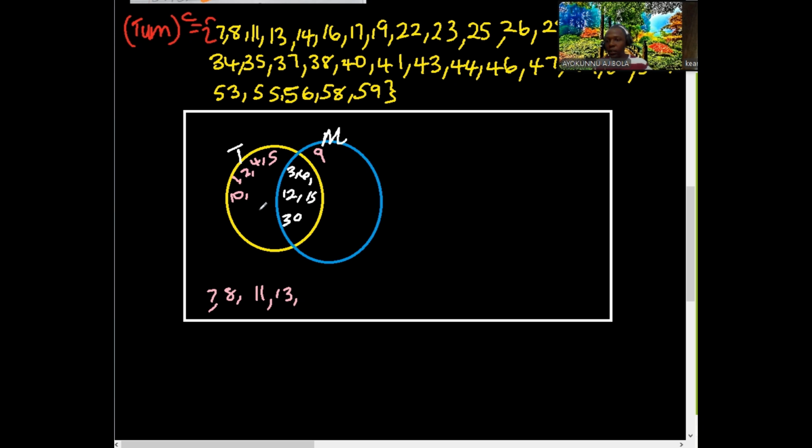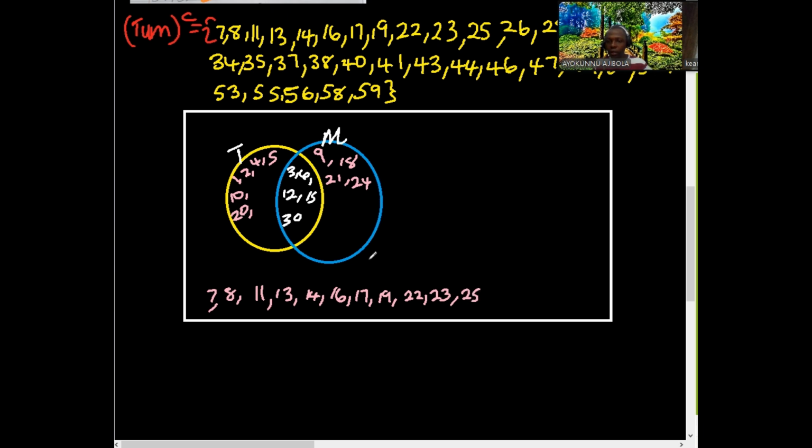So 13, then what about 14? It goes here. 15 is already here. 16, where does it go? Here. 17 here. What about 18? In multiples of 3, okay? Then 19 goes here. 20 goes where? In factors of 60, okay? 21 goes in multiples of 3. 22 goes in this place, okay? 23 also goes here, right? 24 in multiples of 3. 25, where does it go?